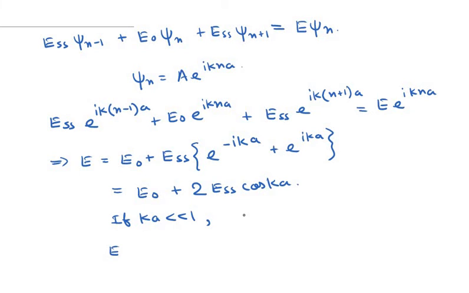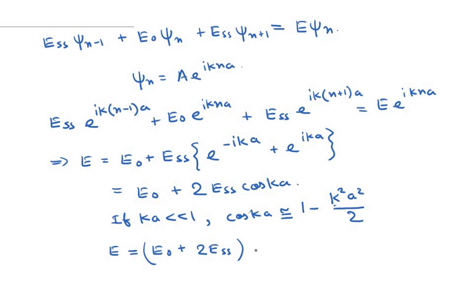Now if k A is much less than 1, we recover this: cos k A is approximately equal to 1 minus k square A square by 2. So what we get is E equal to E0 plus 2 ESS minus ESS k square A square by 2. So we recovered this parabolic E-k relationship, that this eigen energy is basically proportional to k square.